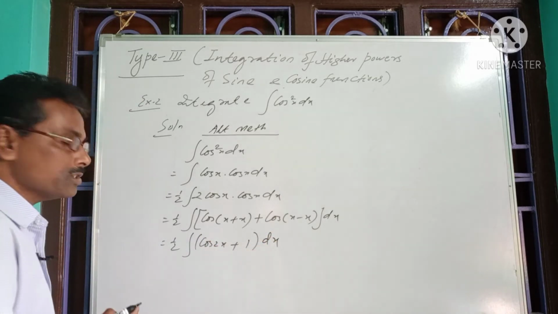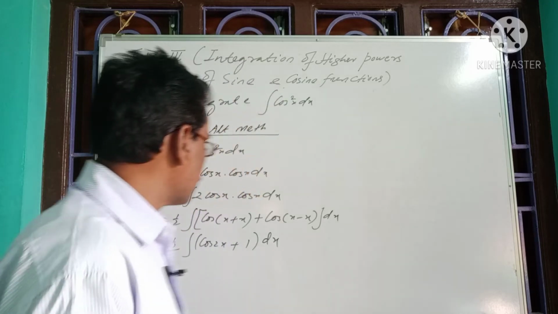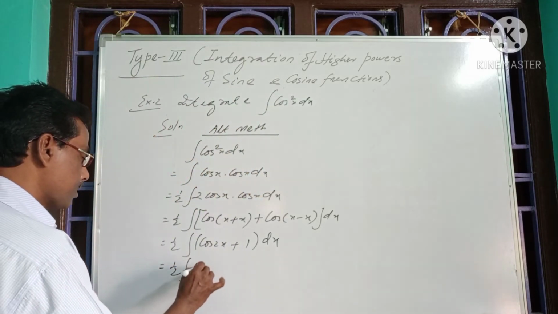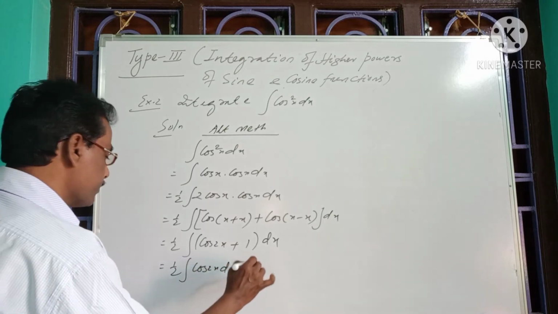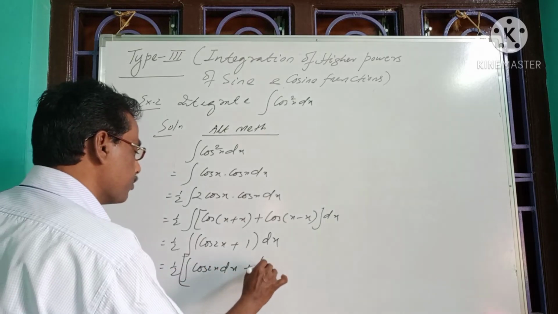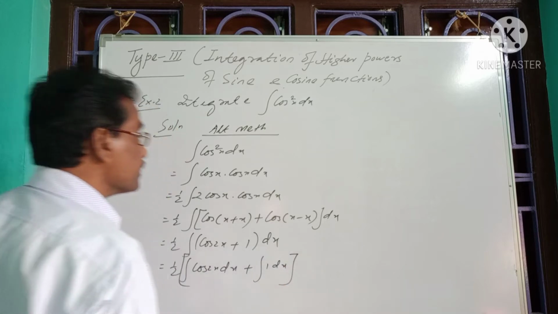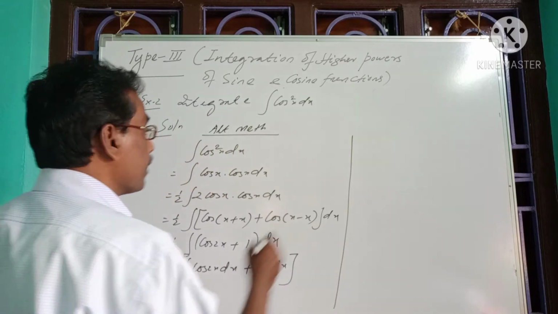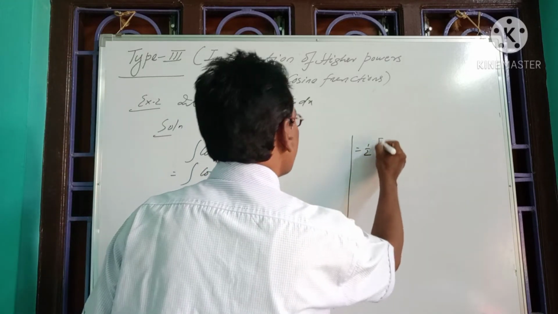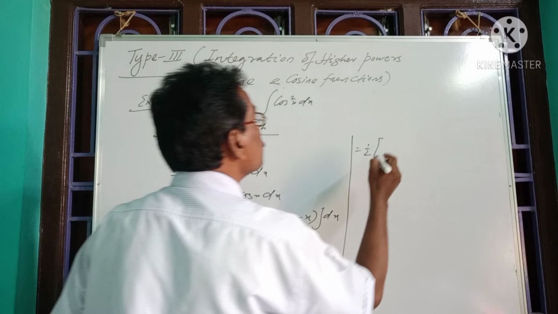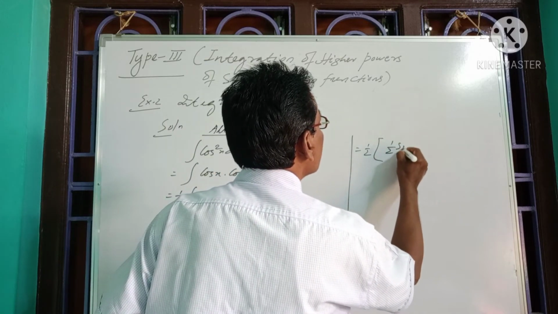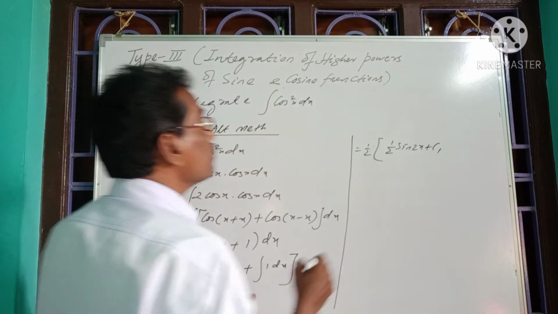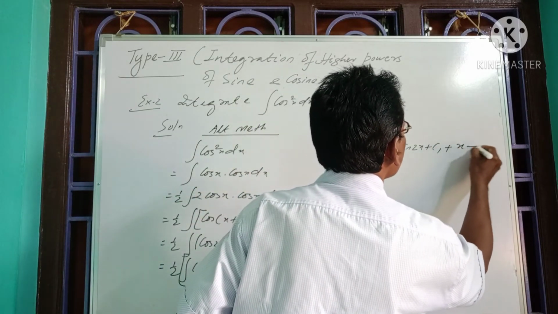Now both the functions are easily integrable and we can integrate them. So now applying algebra of integrals, we have half into integration of cos of 2x with respect to x plus integration of 1 with respect to x. Now let us integrate the function. So integrating, we have half into, integration of cos 2x with respect to x will give us 1 by 2 sin 2x plus the constant c1. Again integration of 1 with respect to x will give us x plus c2, where c is the constant of integration.